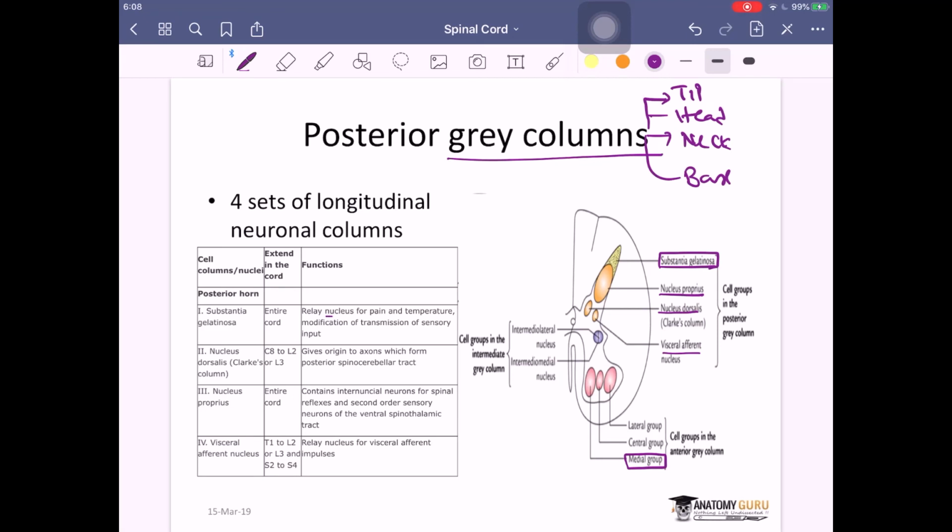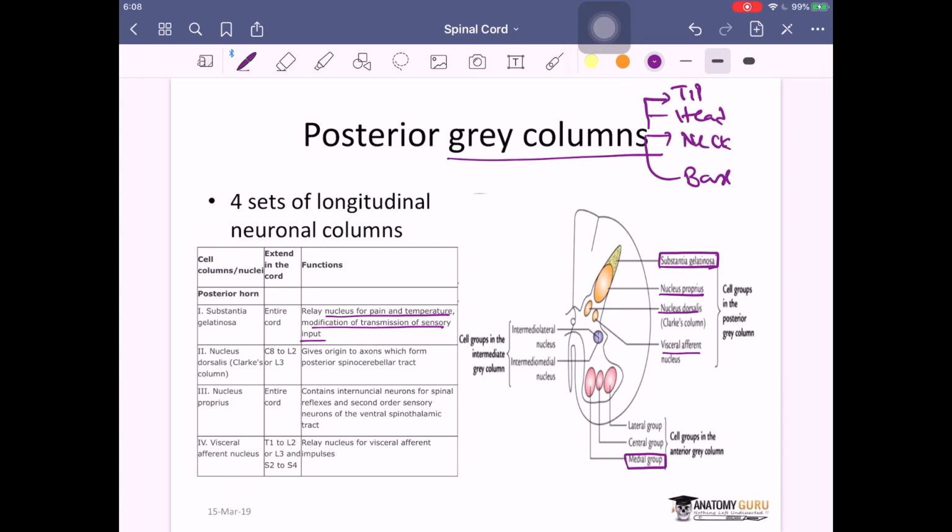This is a relay nucleus. So these are your cell body. Cell body means it's a nucleus. So it is a relay nucleus for a very important pain and temperature pathway. Here they actually modify the transmission of sensory input. So not only do they relay this, but sensory input is modified here. In what way? We'll see that in the pathway.